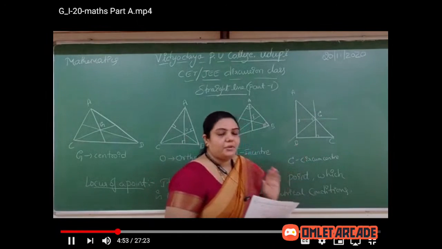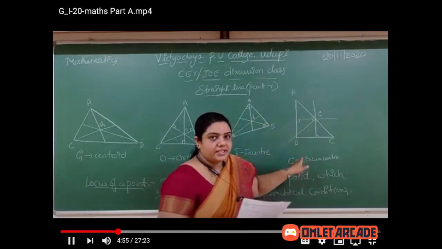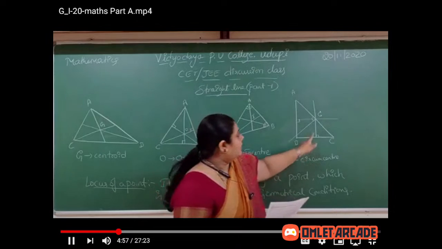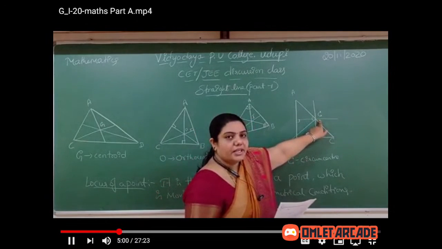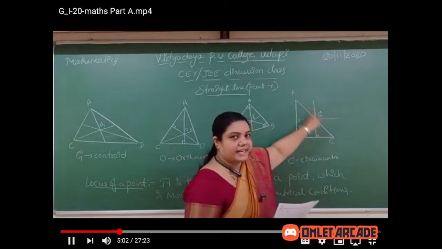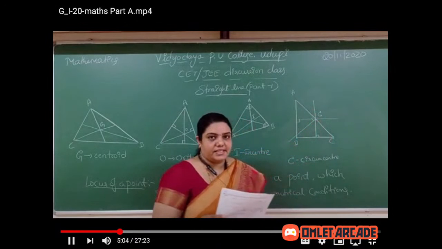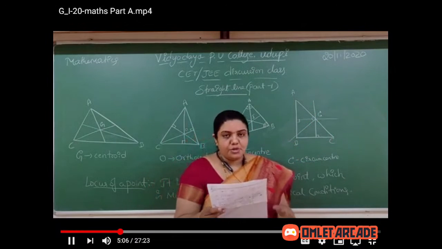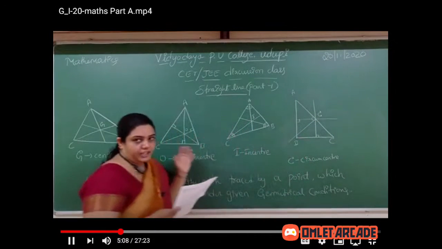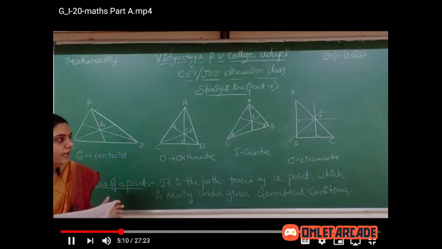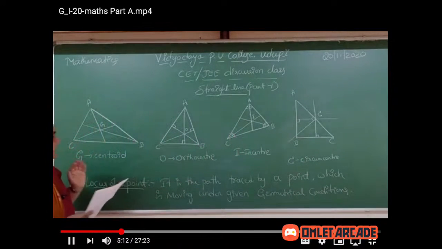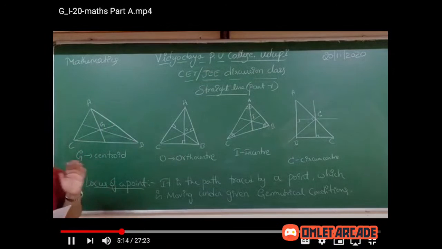Here I have purposefully taken a right angle triangle. You can see in the right angle triangle, the circumcenter is what? The midpoint of the hypotenuse side, isn't it? The midpoint of the hypotenuse side. I mean, I have given some notes based on these definitions. Please go through that. Okay. So this is the definition of centroid, orthocenter, incenter, and circumcenter. And see the points I have given.